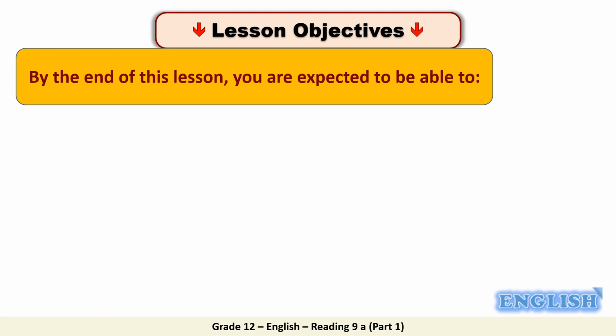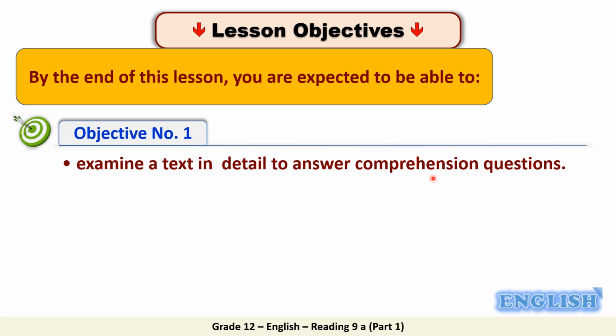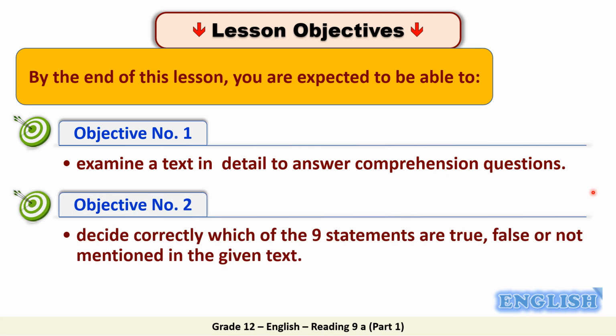Okay, starting with the objectives of today's lesson. By the end of this lesson, you're expected to be able to, first, examine a text in detail to answer comprehension questions. And objective 2, you are going to decide correctly which of the statements are true or false or not mentioned in the given text. Good.